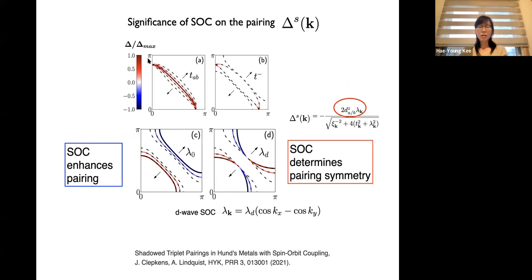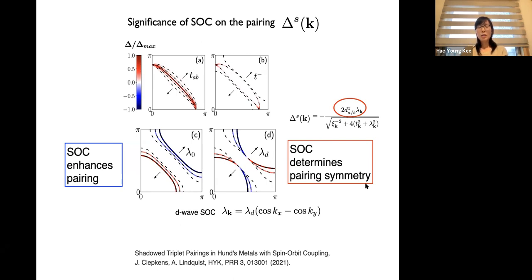As I said, there are two different ways to break the degeneracy of the band. When the bands are degenerate, the inter-orbital superconductor is going to be stabilized, but the kinetic energy breaks the degeneracy between those orbitals, and bands will appear and that will destroy the interorbital superconductor. And that is this TAB, T minus here. But on the other hand, another type of band degeneracy breaking term, the spin-orbit coupling, will enhance the pairing, as I said, and not only enhance the pairing, it also determines the pairing symmetry.